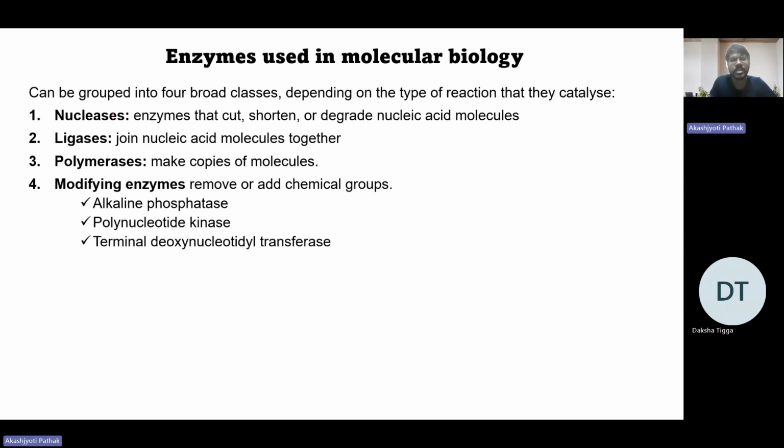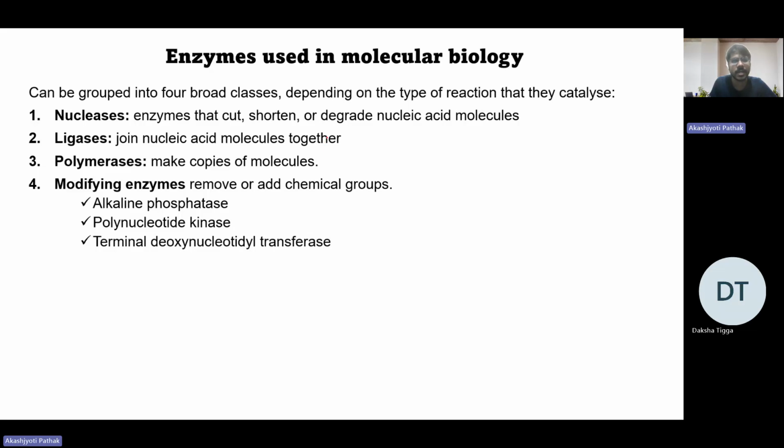The first one is nucleases. We had already learned about nucleases, exonuclease, in the last session when we were discussing the different functions of DNA polymerase 1, 2, 3. We also talked about Klenow enzyme in brief.